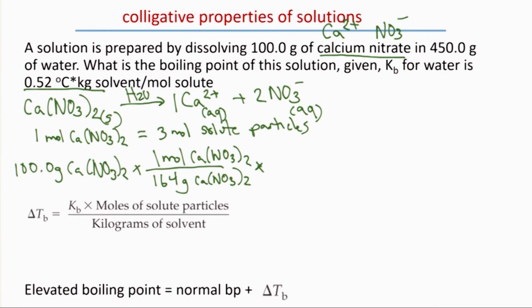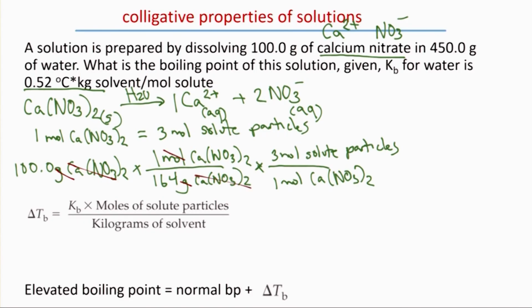And then we can go from moles of the whole thing to moles of just solute particles, because we know when we put it into a solution, we will form 3 moles of solute particles for every 1 mole of the calcium nitrate. All right, you can check all your units are canceling. We canceled out grams of the calcium nitrate. Then we canceled out moles of calcium nitrate. We are left with moles of solute particles. And if you do the math right, it looks like I got 1.83.